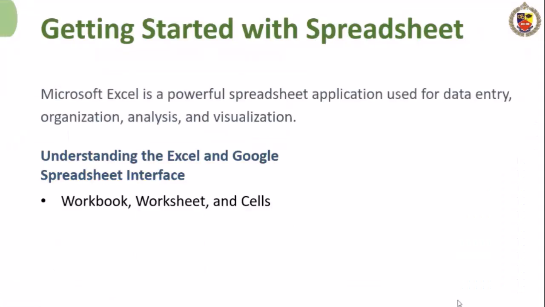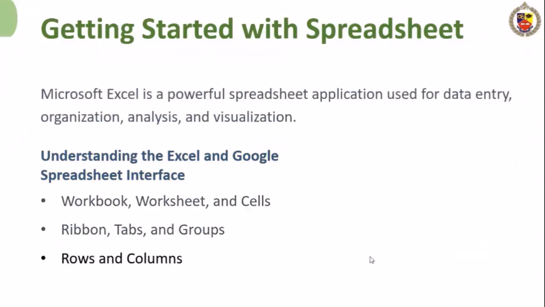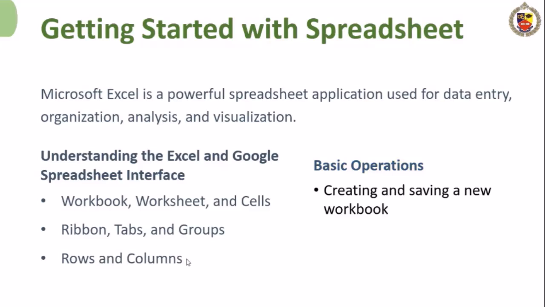I believe by now you all know what I refer to as workbook, worksheet, cells, ribbon, tabs, groups, rows, and columns. I know that all of you know what they are now. And I believe that this is very, very easy for you to do. You can create a workbook and you can close them. You can open and close them.